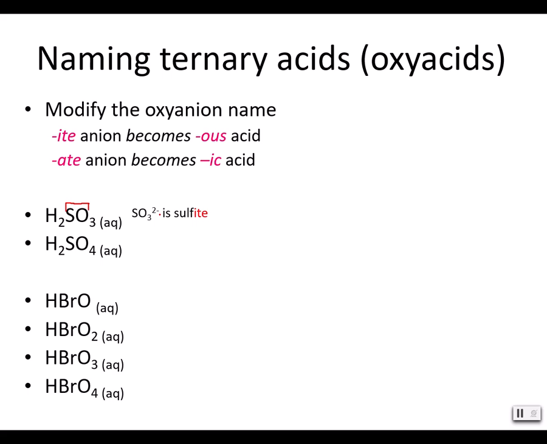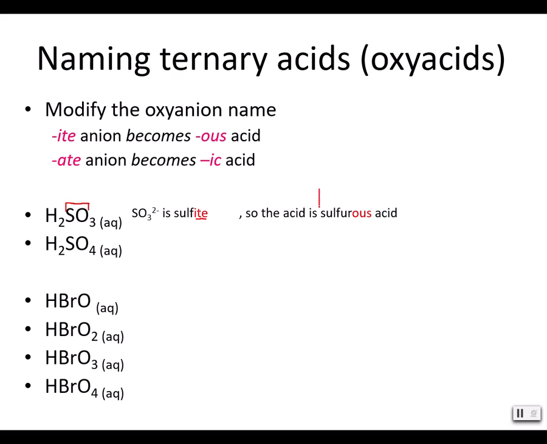Since the name of that polyatomic sulfite ends in "ite," the little rule is that the ites, when named in an acid, the ending becomes "us" acid. So the name of this acid is sulfurous acid. Us because the polyatomic ended in "ite."